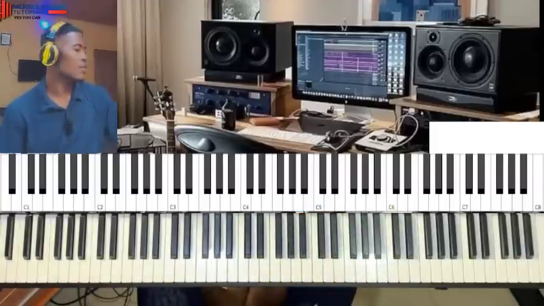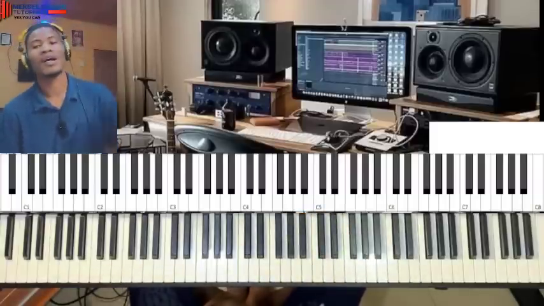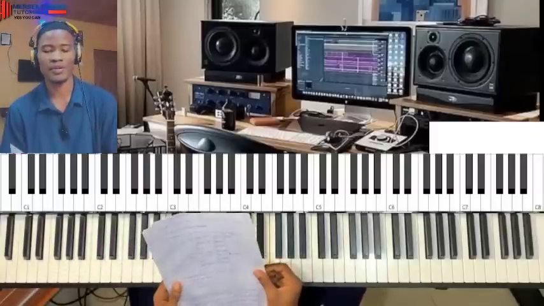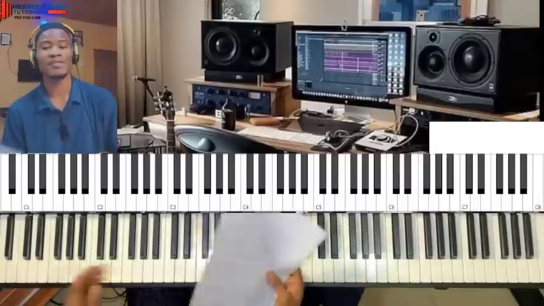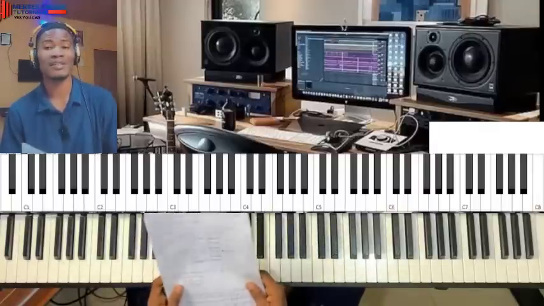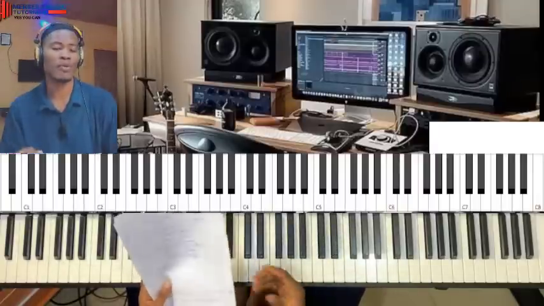All right, so now we're going to be talking about chord families, and I'm going to be explaining how chords work and how they are families. You need to understand this so you can actually flow well.